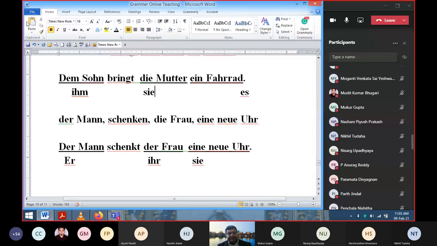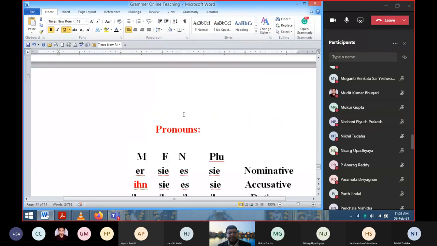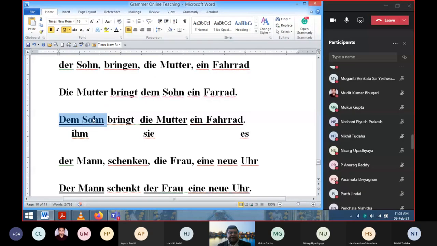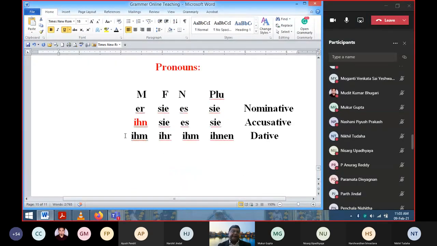So when you are replacing the pronoun, always just see what is the number, gender and case of the noun, and accordingly you select the appropriate pronoun from here. If this particular noun is a nominative, accusative or dative, you select. Suppose here dem Sohn is dative. Dem indicates that it must be dative. So you have to select something from here. Now here there are 1, 2, 3, 4.